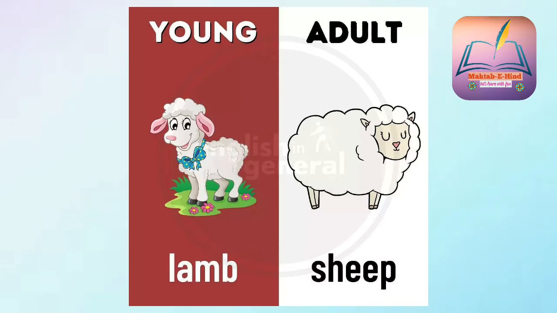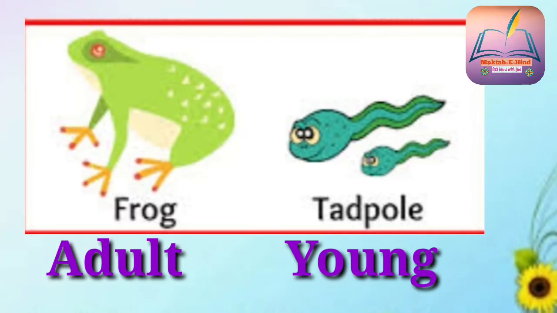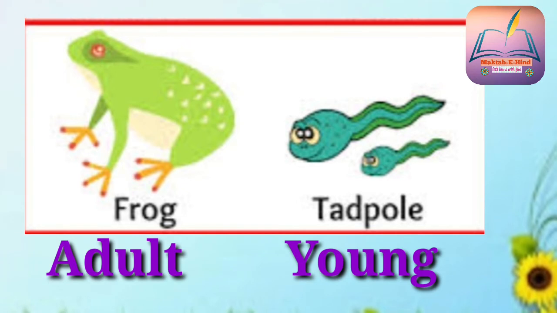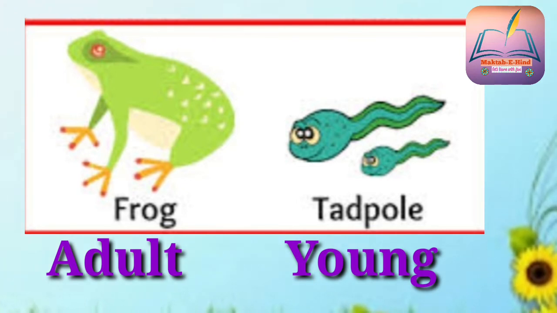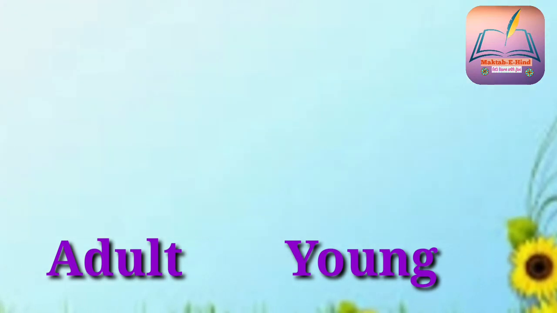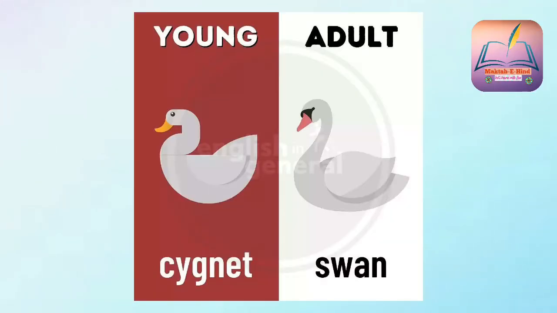Sheep is adult and young one of sheep is called lamb. Sheep, lamb. Frog is adult and young one of frog is called tadpole. Frog, tadpole. Swan is adult and young one of swan is called cygnet. Swan, cygnet.